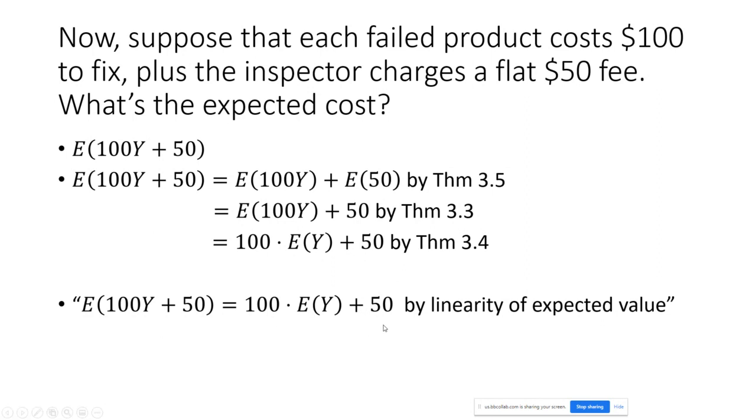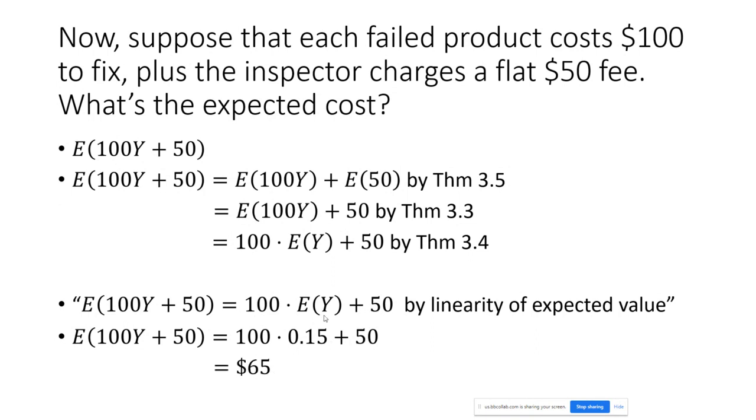So when we do this, we can now use the expected value of y that we found yesterday. We can plug that 0.15 in for the expected value of y, and now we can compute the expected cost as just 100 times 0.15 plus 50, so we get an expected cost of $65.